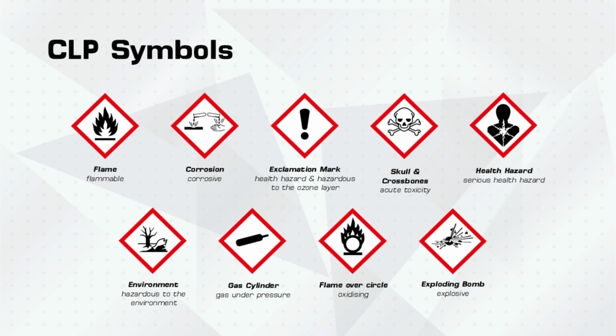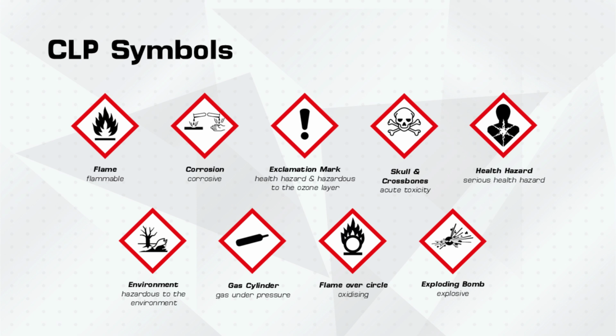The first symbol has a flame inside it. This means the product is highly flammable. The second one is the symbol for corrosion. The symbol with the exclamation mark means the substance is hazardous to health and to the ozone layer. The skull and crossbone symbol means acute toxicity.